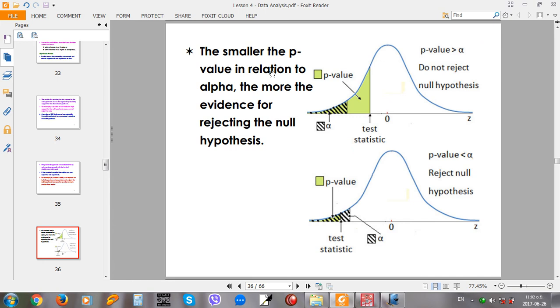So here that is given. The smaller the p-value relative to alpha, the more evidence to reject the null hypothesis. Look at this one: p-value less than alpha, we can reject the null hypothesis. If the p-value is greater than alpha, we do not reject the null hypothesis. These are the decision rules. You have to keep these in your mind, because when you are doing the interpretation, you need this. Based on these p-values, you have to write your conclusions, right? This is a very important part.